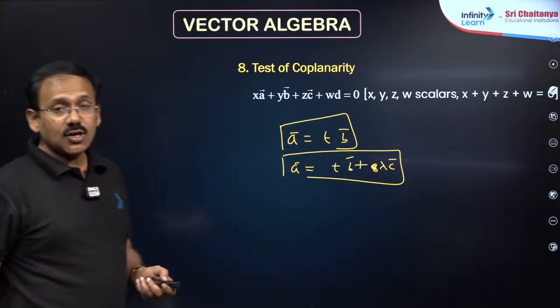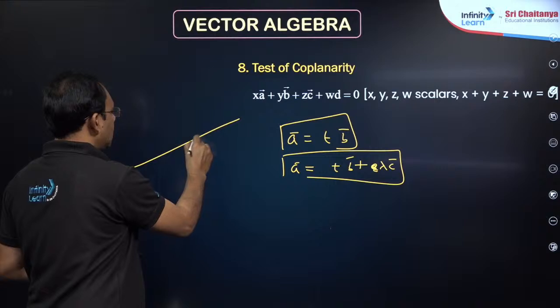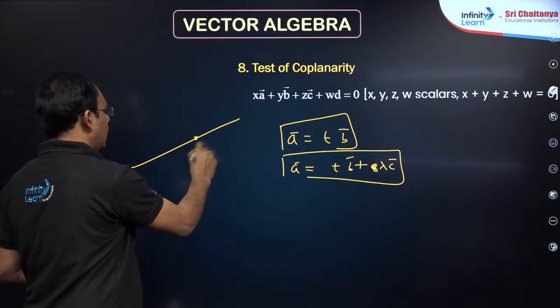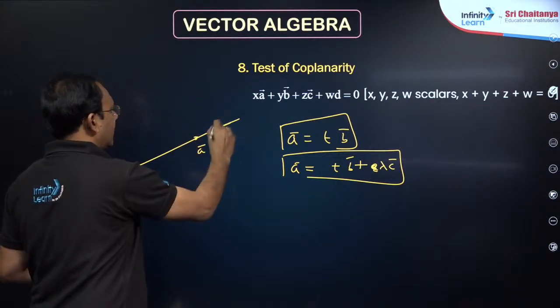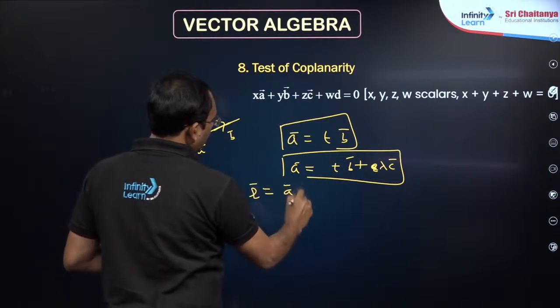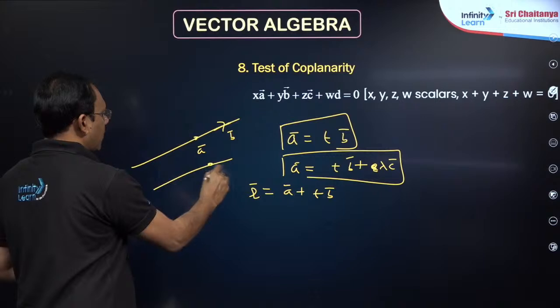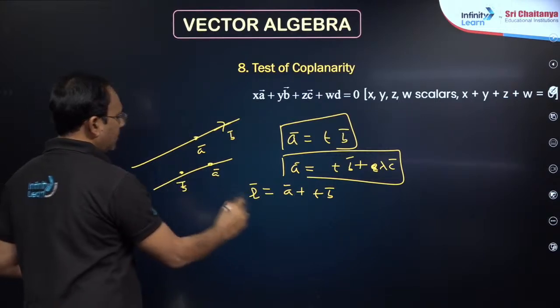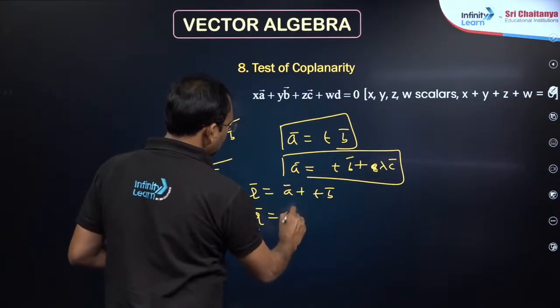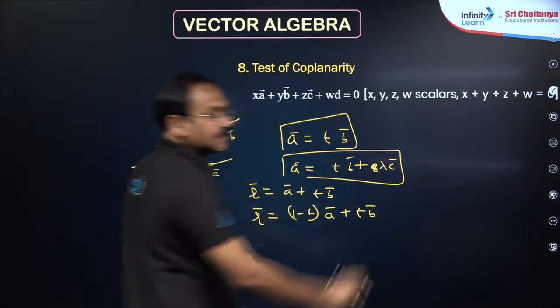Now, equation of the line passing through the point A bar and a parallel vector B bar is given. So R bar is equal to A bar plus T B bar. Equation of a line which is passing through 2 points A bar, B bar: R bar is equal to (1 minus T) into A bar plus T B bar.